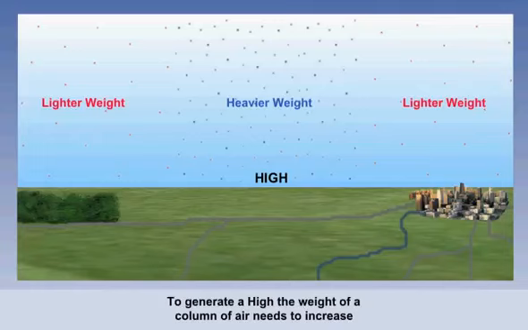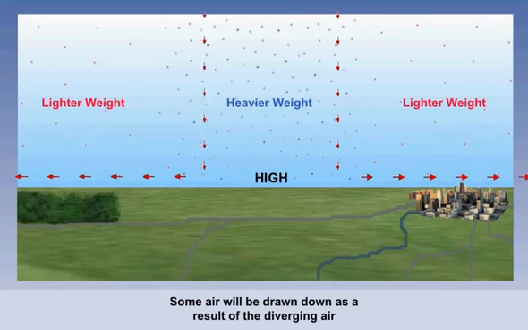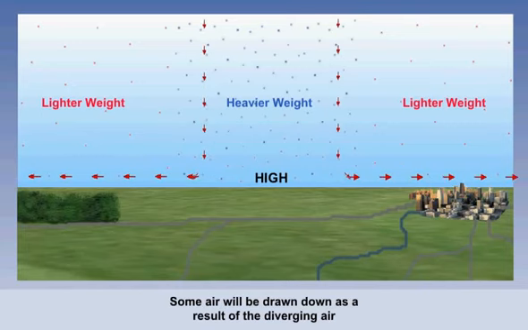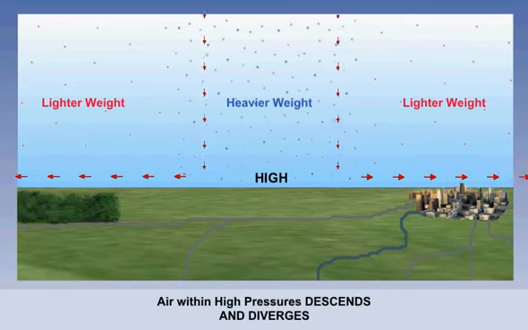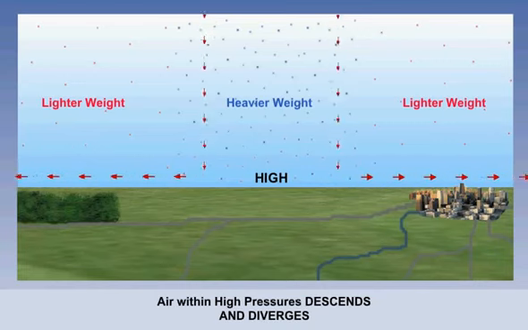As the surface pressure increases, air will move outwards and away from the high. This will cause a general descent of air towards the surface. This is sometimes referred to as subsidence, or sinking air. We can now summarise that air within a high pressure descends and diverges. This movement can be achieved in two main ways. These different ways define what type of high pressure it is.